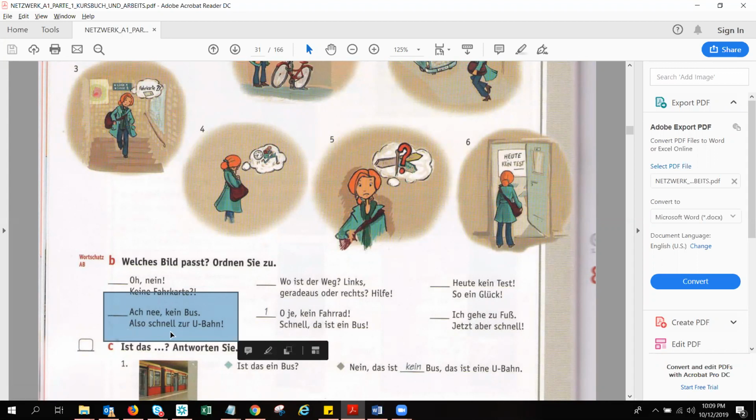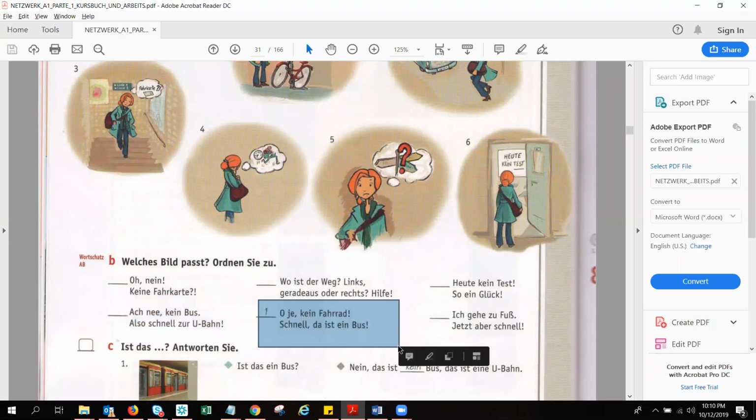Also schnell zur U-Bahn. Okay, it looks like also in English, but it is also in German, and it means so. So it's different, like opposite. So also schnell zur U-Bahn, so fast to the metro. Then oje, kein Fahrrad. Oh no, no cycle. Fahrrad is bicycle. Schnell, fast. Da ist ein Bus. Da means there.